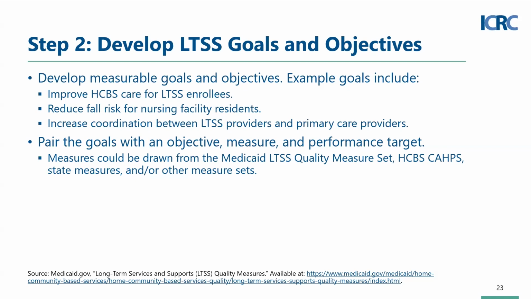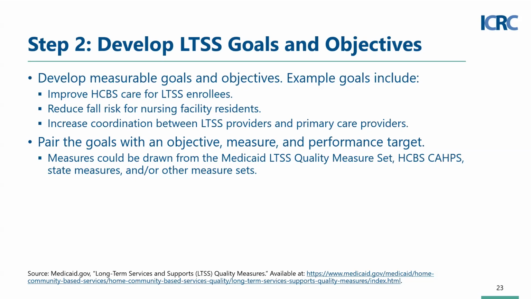After identifying LTSS quality improvement opportunities, states can develop quality strategy goals and objectives that aim to improve plan and/or statewide performance on these opportunities. As Maddie explained earlier, goals are high-level aims designed to provide direction, while objectives are specific, measurable steps that often include performance measures. Some example LTSS goals include improving HCBS care for LTSS enrollees, reducing fall risk for nursing facility residents, and increasing coordination between LTSS and primary care providers.